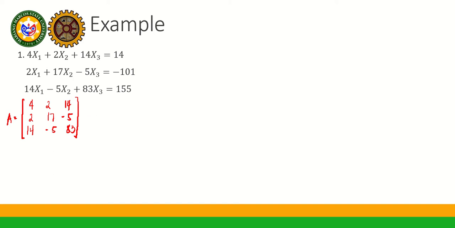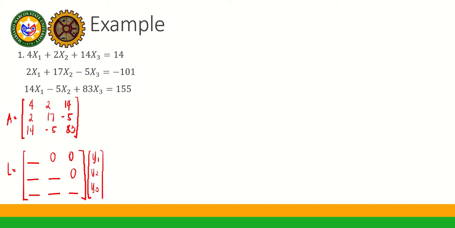Okay, so sulat natin si L matrix natin. So, yung L matrix natin will be, this is unknown, this is 0, 0, unknown, unknown, 0, and then all of the elements in the third row are unknown. Then we are going to use the L matrix to solve for the values of y: y sub 1, y sub 2, and y sub 3. Then yung constant na gagamitin natin is si b, which is equal to 14, negative 101, and 155.